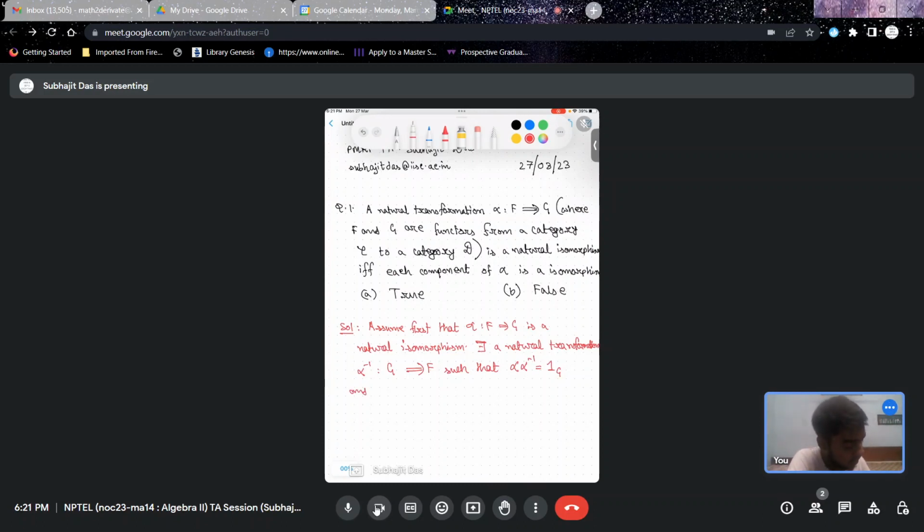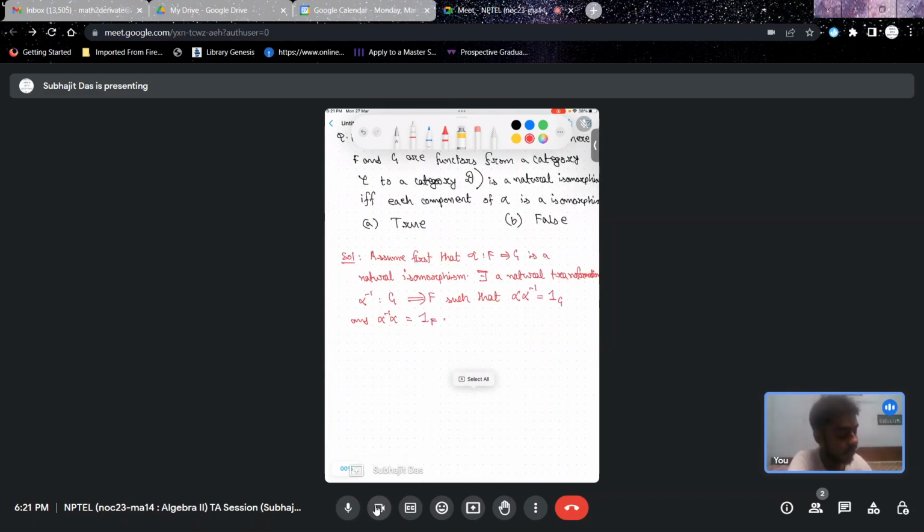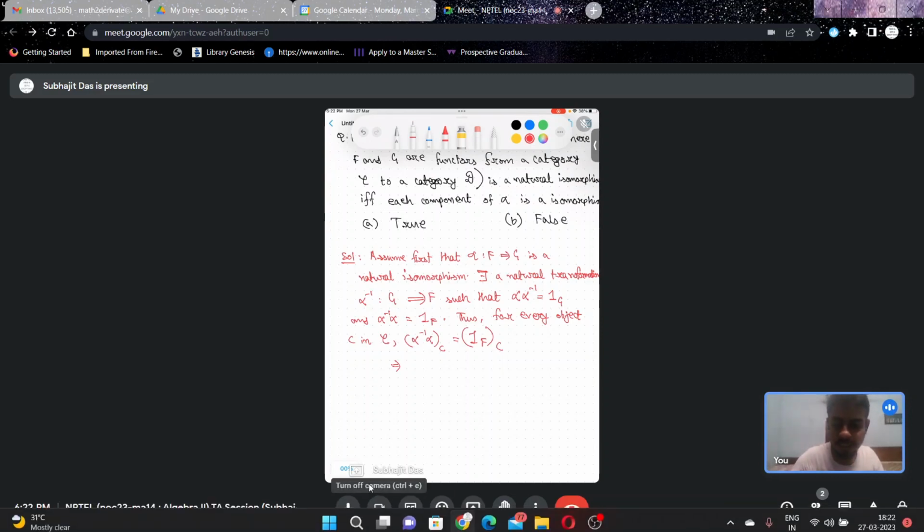and alpha inverse composed with alpha is equal to the identity natural transformation on the object F. Now we know precisely how our natural transformations compose, and therefore for every object C in the first category, if you look at the component of alpha at C, and the component of alpha inverse at C, alpha inverse alpha is a natural transformation whose component at C is equal to the component of 1 F at C.